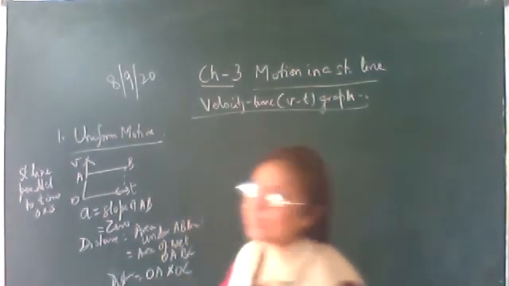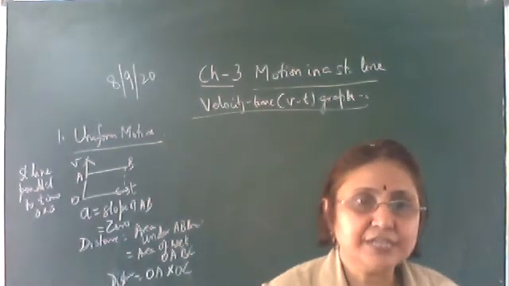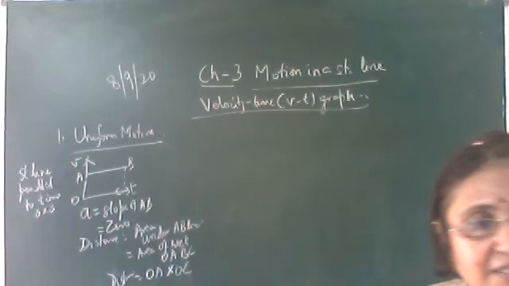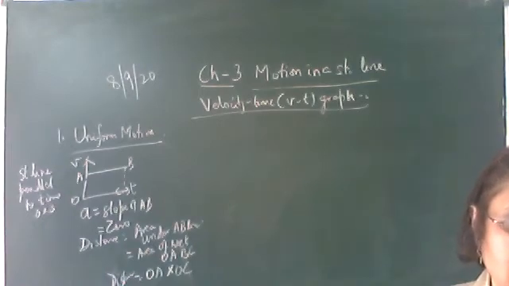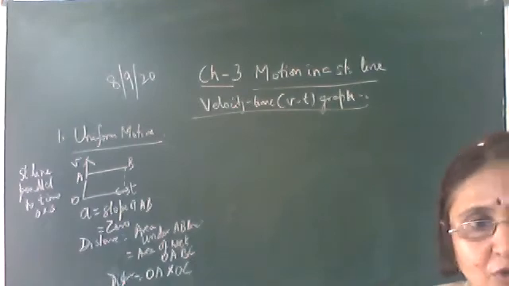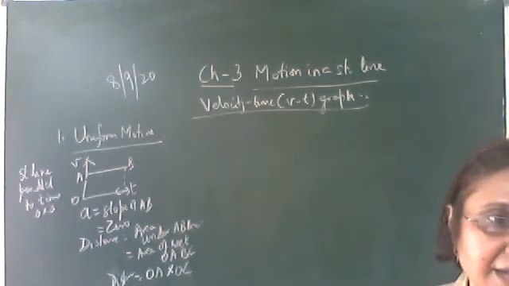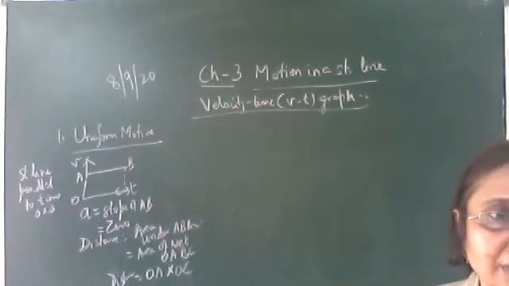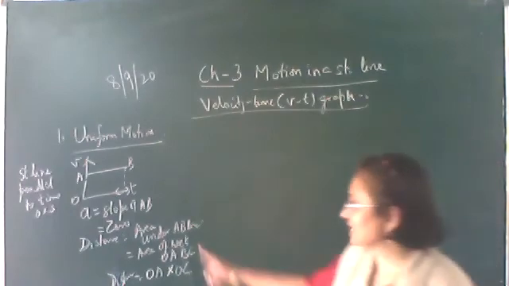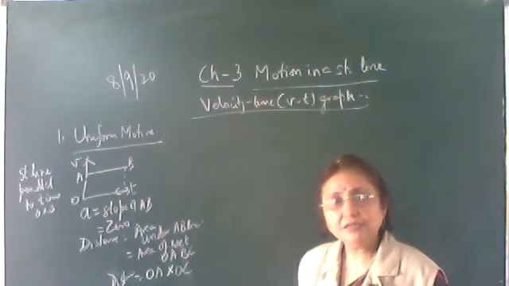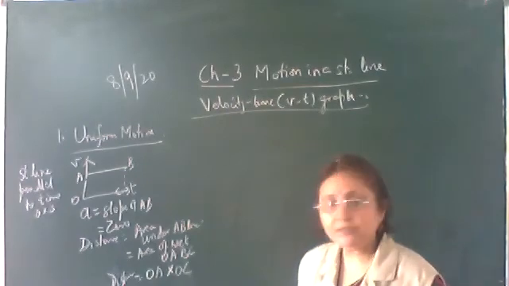So two things can be determined from the velocity time graph. The first one is the acceleration. Slope of the line will give you the acceleration. But for uniform motion, we see that the line doesn't have any slope, so the acceleration is 0. The second physical quantity which can be determined is the distance traveled, which is the area under the velocity time graph line. That is the area under the AB line.